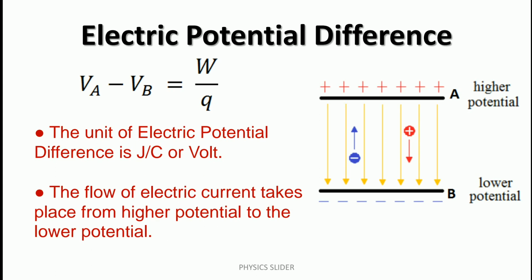Now watch here. The flow of electric current takes place from higher potential to the lower potential. As we have discussed, the negative charge or the electrons move from lower potential to the higher potential. This negative charge, the electron, is moving from lower to the higher potential. The flow of electric current takes place from higher to the lower potential, the opposite direction to the flow of electrons. Electrons are flowing from lower to the higher, so the electric current will move from higher to the lower potential.